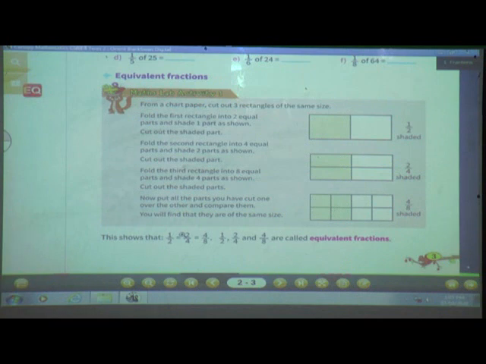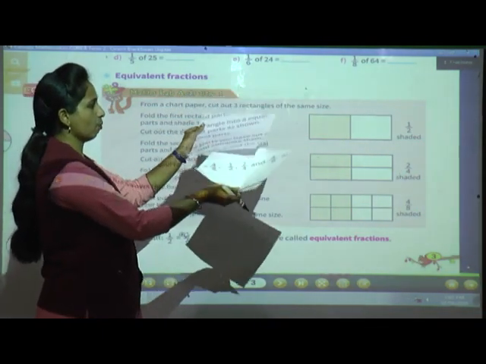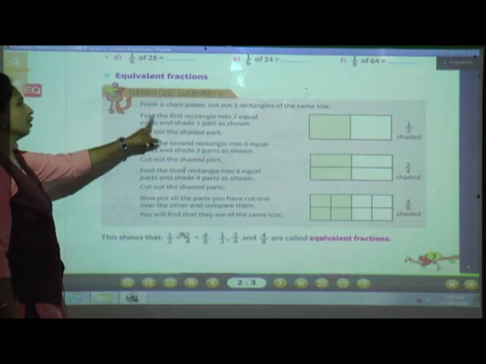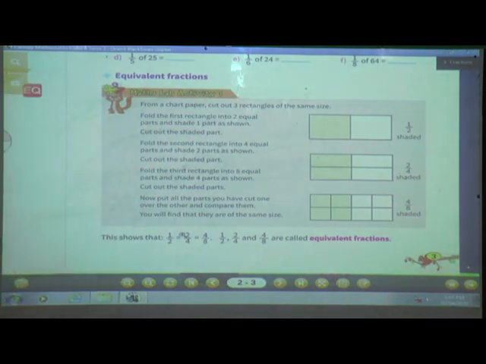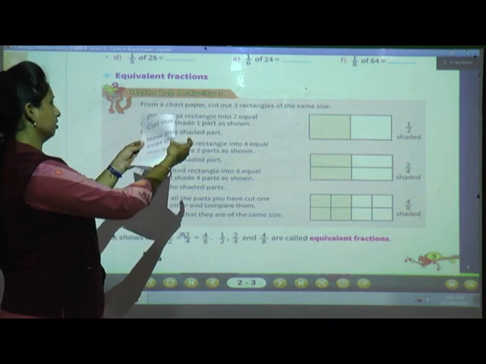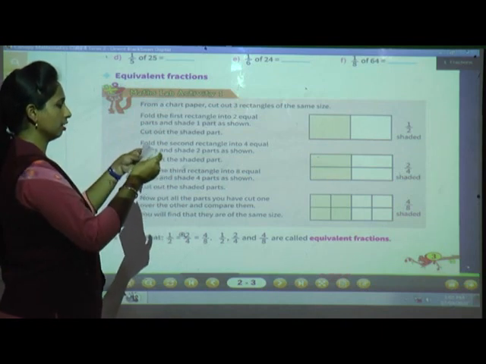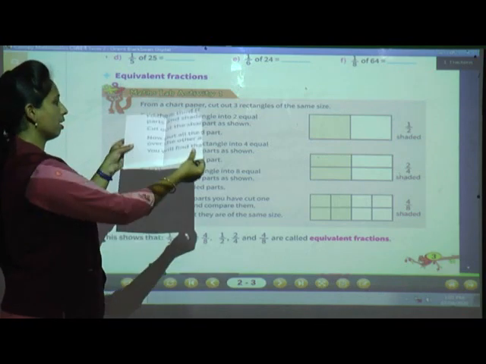Now I have here rectangle shapes, 3 cutouts, same size. Can you see? Yes, 1, 2 and 3. Now what they said: fold the first rectangle into 2 equal parts and shade one part as they have shown. Now what I am doing, see, the first part I have taken and I will make it into 2 equal parts. You have to keep it as it is and make equal parts.